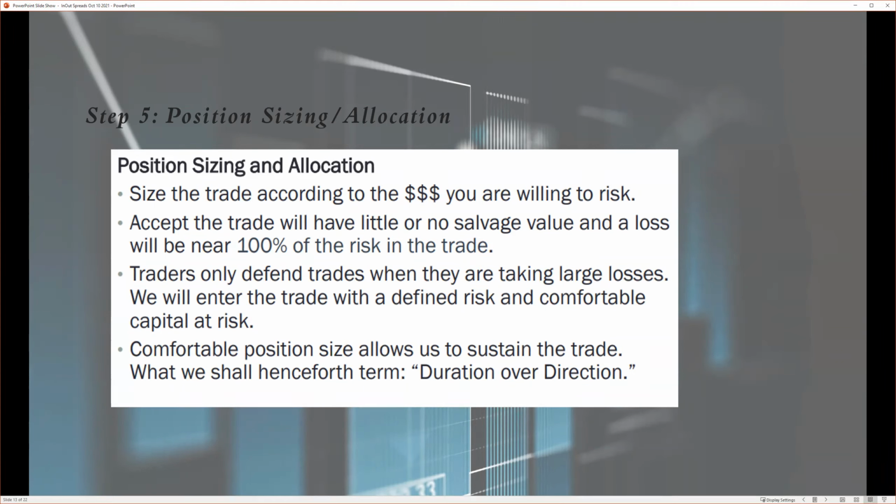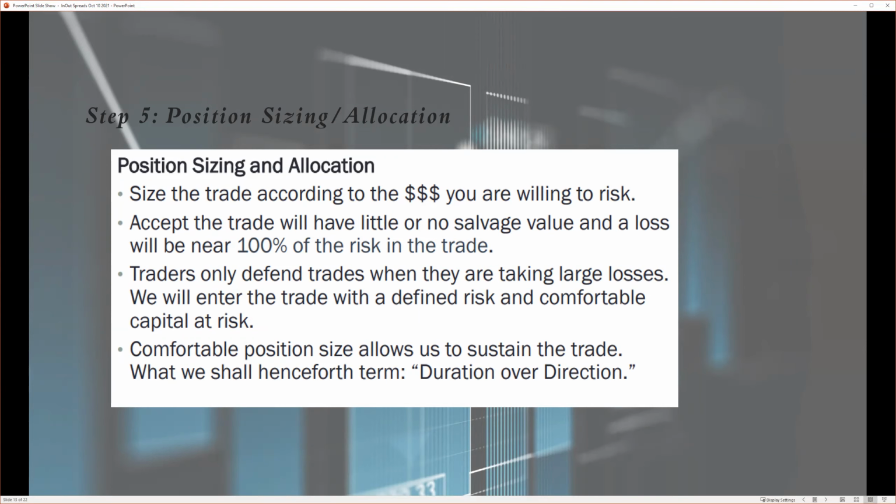So size the trade according to the money that you're willing to risk, of course, like always. Accept the trade will have little or no salvage value, and a loss will be near 100% of the risk in the trade. In other words, it's like a lotto. With much better odds, but it's like a lotto where you're going to buy the amount of contracts that are going to give you peace of mind if they go to zero, right?